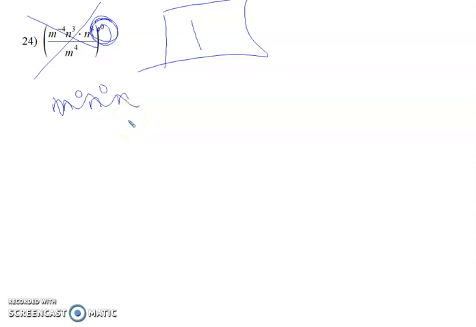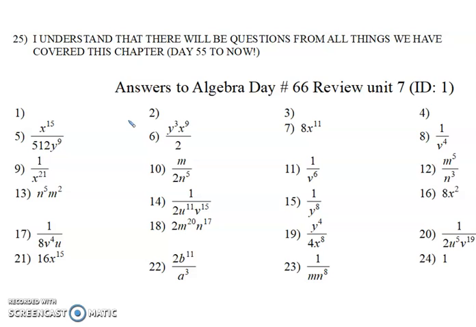All right, next thing. I want you to look at number 25. I understand there will be questions from things we have covered this chapter from day 55 to now. So that's 11 school days, about 3 weeks, okay? This is not just stuff from today. This is not just stuff from yesterday. Make sure that you go all the way back to day 55 in your stuff. The answers to the review are right here, so you can pause this if you want. They're also in the back of your packet.